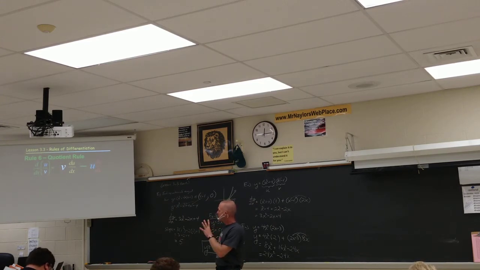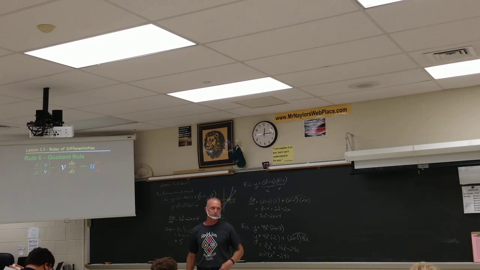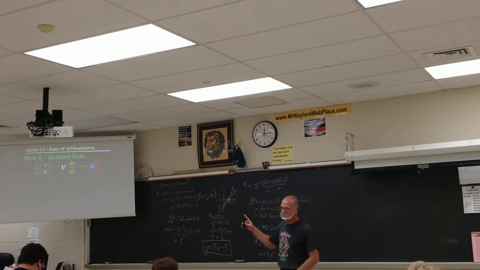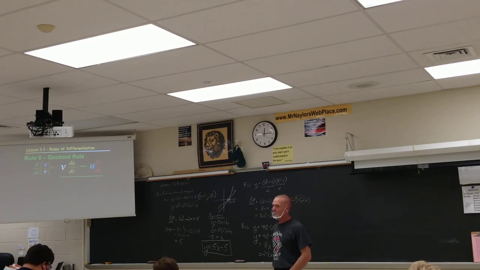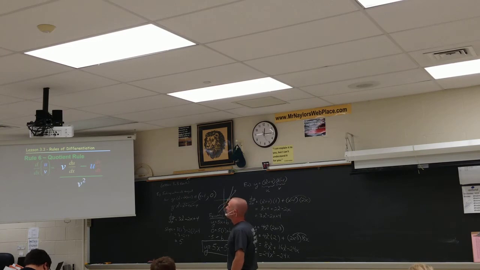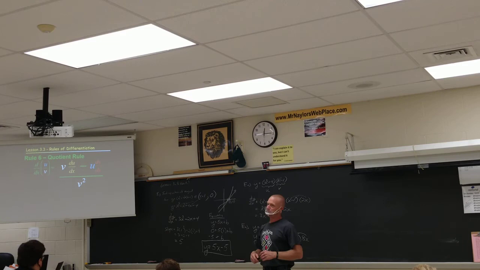Now, at this point, you should kind of feel like, yeah, it's kind of like the quotient rule. You're sort of like mixing both combinations together. There is a subtraction sign. And there's one more sign. There's a division sign. So it's all over V squared.